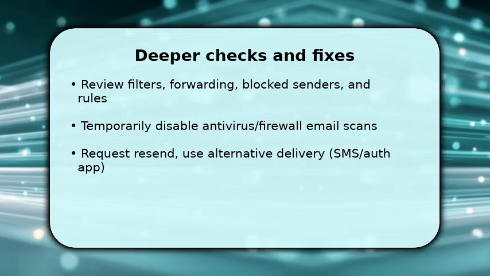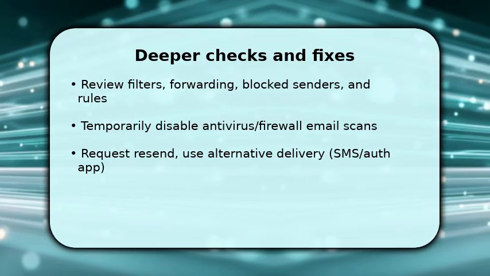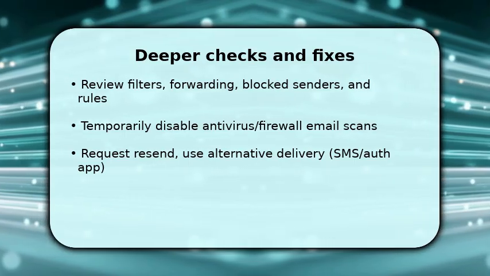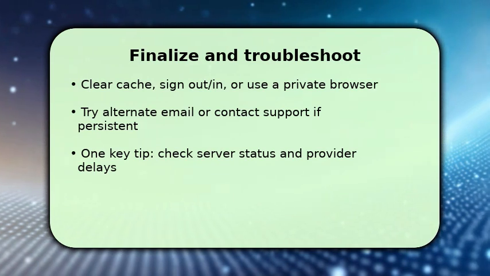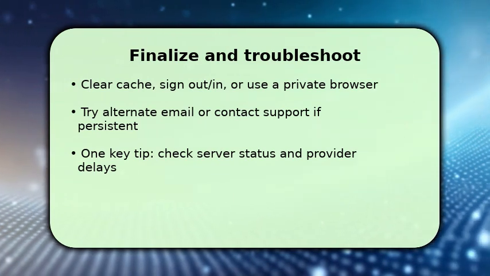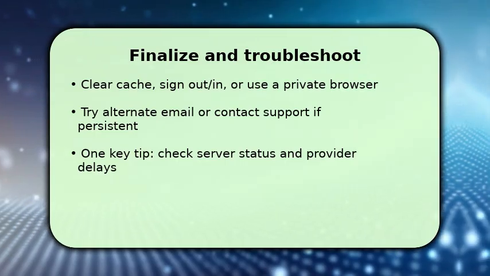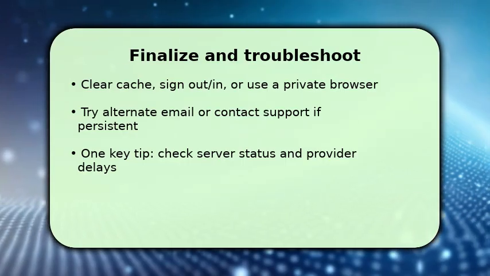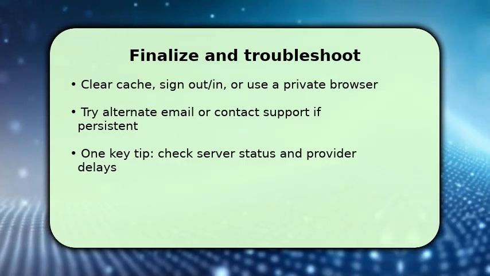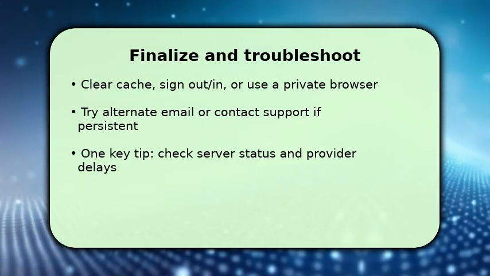Make sure to wait a full minute and refresh the inbox before requesting multiple resends to avoid rate limits. Finish by clearing your browser or app cache, signing out and back in, or using a private browser to eliminate cached errors. Once done, try an alternate email address if the provider allows, and contact the service's support if the code still never arrives. If problems persist, check the email provider's server status and known delays.